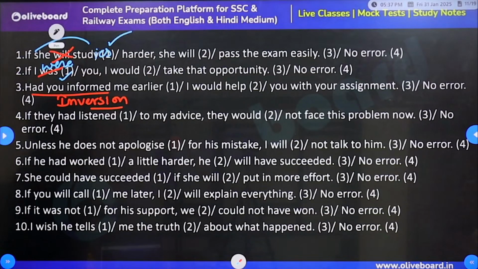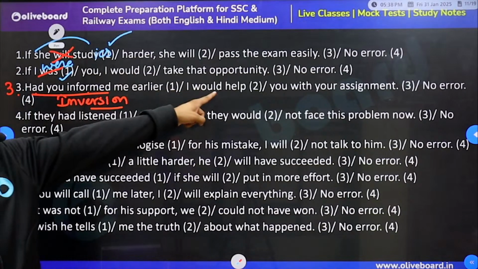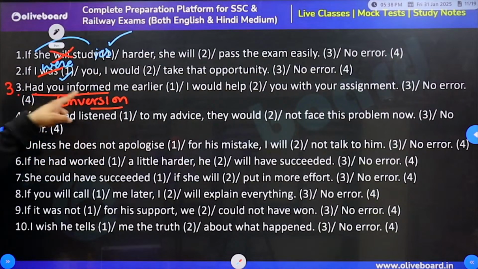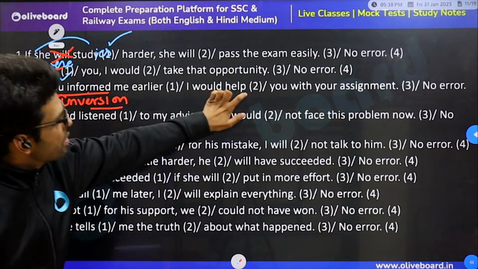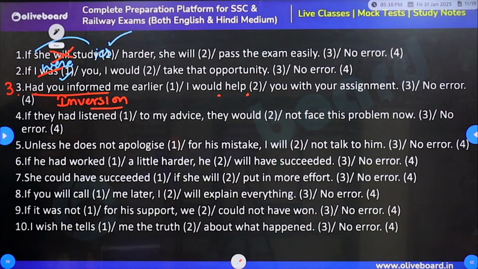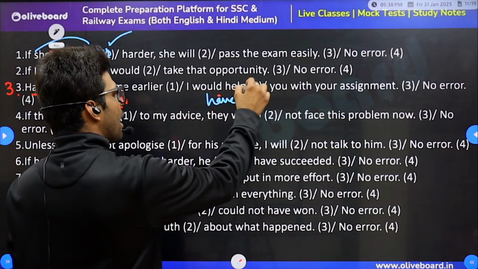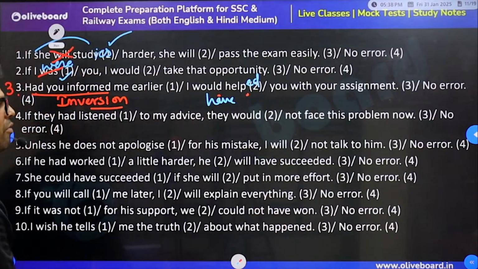Good evening, Muskan. Radhe Radhe. Now, Anjali, judge this. We have had plus V3 here. That means that's the third conditional. And in the third conditional, LHS equal to RHS. Had plus V3 should be there in the second half also. Absolutely. So it should be would have helped.